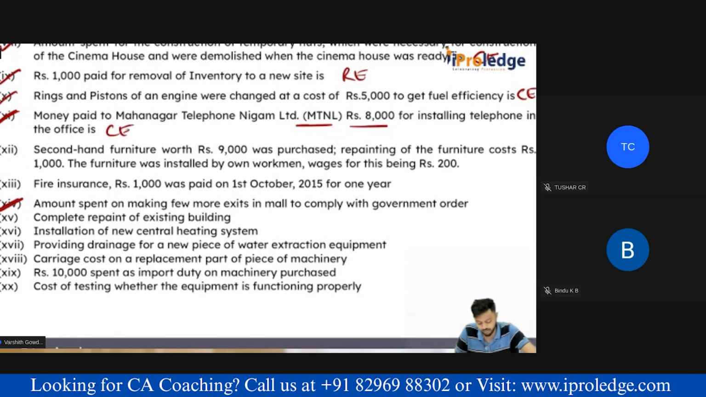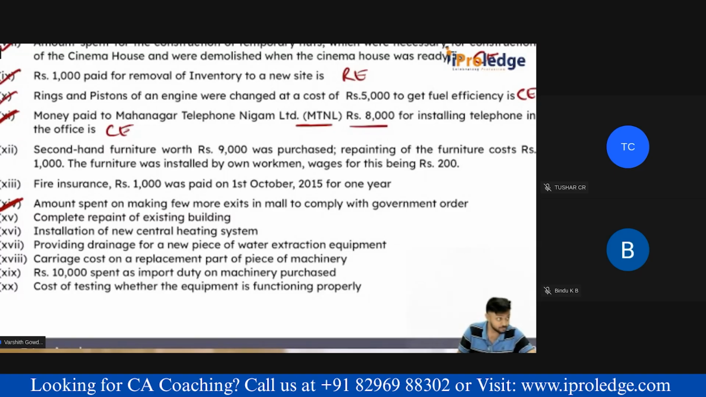Then come to this 14th. Amount spent on making a few more exits in a mall to comply with a government order. Have you understood the line? Now the government is telling that in the mall, emergency exits will be there or normal exits will be there. Now the government is telling to create a few more exits for safety. Okay. Revenue. Why not capex?